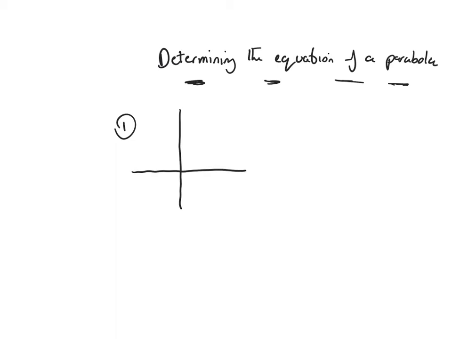Okay, so we've got a parabola like so that goes through the origin and it also passes through the point (3, 18). Now what I'm going to say is that the equation of this parabola is y equals ax squared, but we want to know what is the value of a. Right, so it's achieved by some simple substitution. Now what we do know is that when the x-coordinate of the parabola is 3, the y-coordinate is 18.